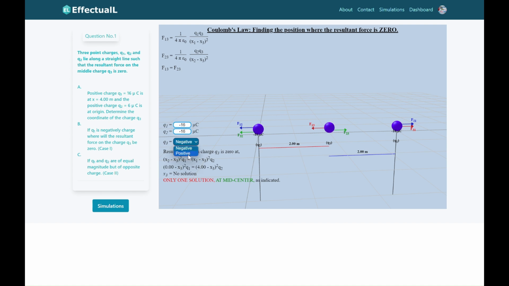Here, mathematics helps us solve these problems by allowing us to set up equations based on Coulomb's law and solve for the position where the resultant force is zero, the equilibrium point. By visualizing these equations of algebra in action, they sense an accomplishment in their personal learning experience.